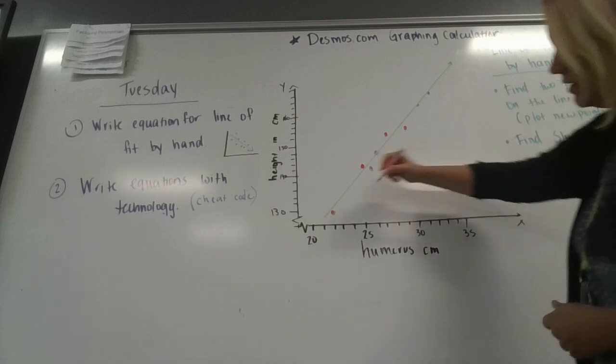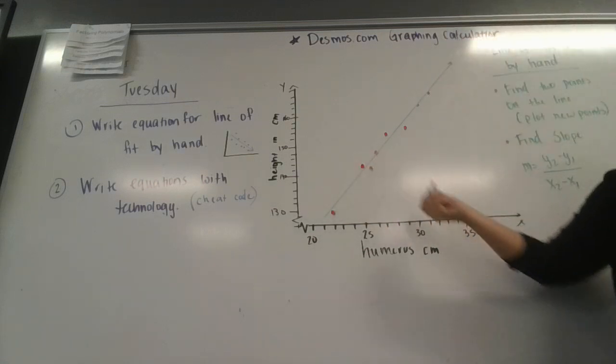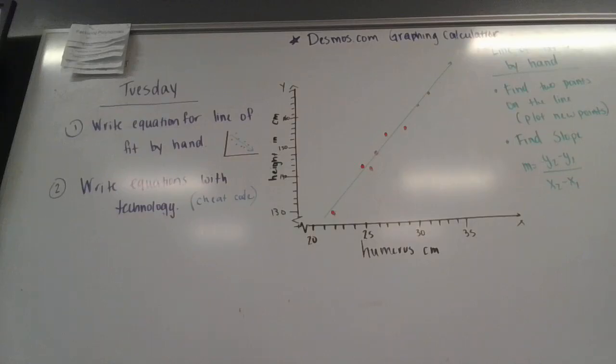So now I have to make the equation for the line. And we did something similar Friday. When I do it by hand, I'm going to find 2 points on the line, and I'm going to do slope formula. y2 minus y1 over x2 minus x1. So where's my points on the line? If there aren't any, you can draw new ones.